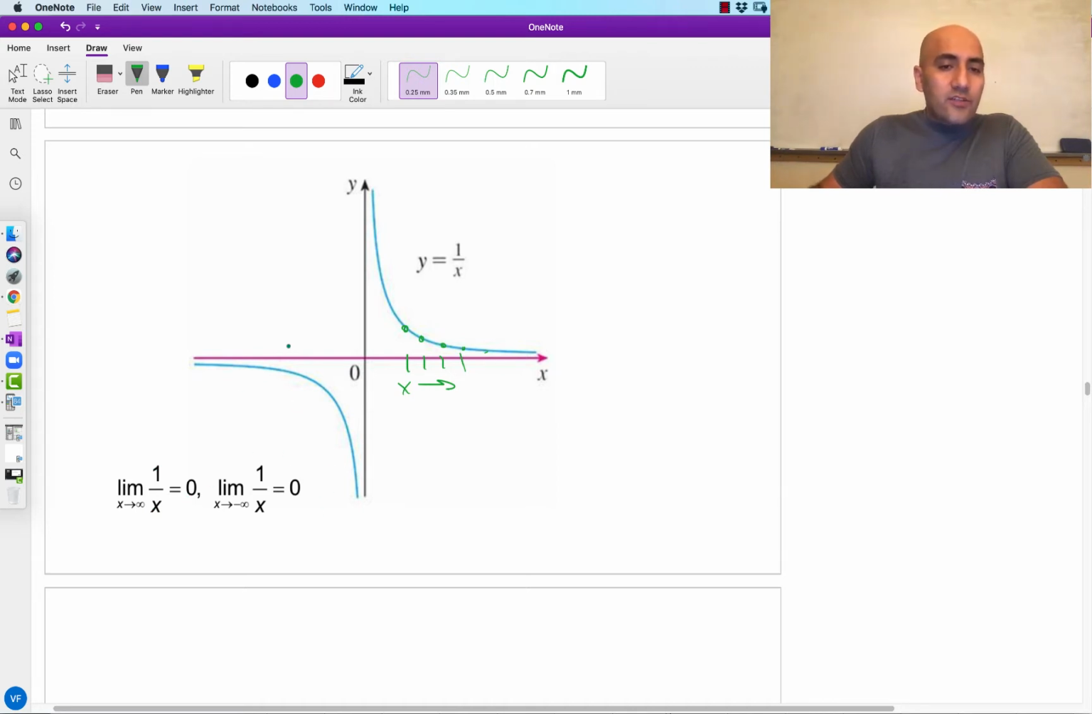And also in the other direction, as x gets larger and larger in the negative direction, the output values get closer and closer to 0. The only difference is that in this case, all of these output values are always going to be negative, whereas in this case, all the output values are always going to be positive. But either way, they're approaching 0, whether they're approaching 0 coming from the positive side or coming from the negative side. Okay, so this is a very popular, very famous example.